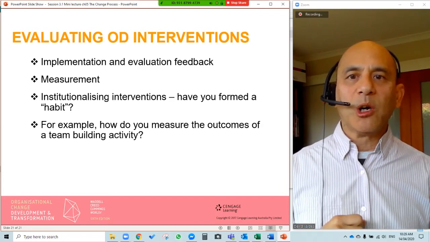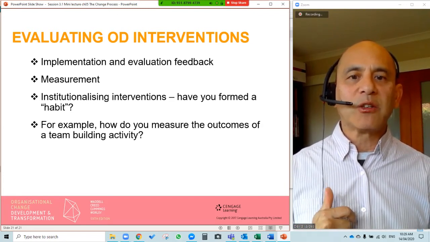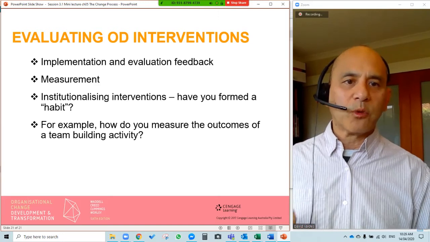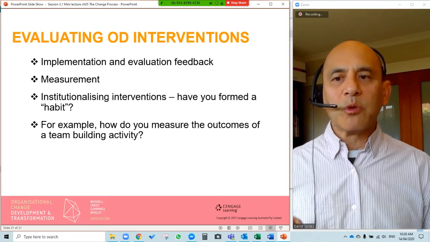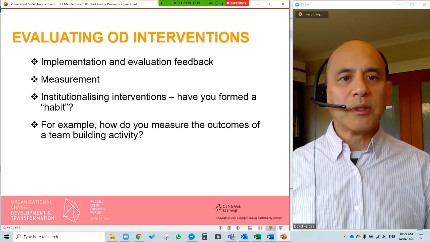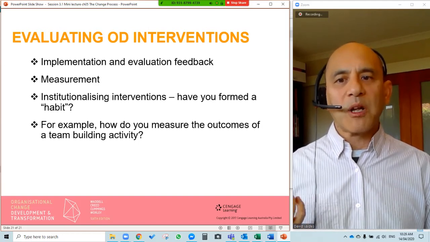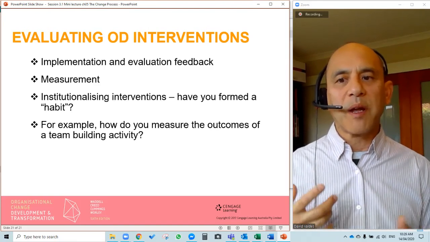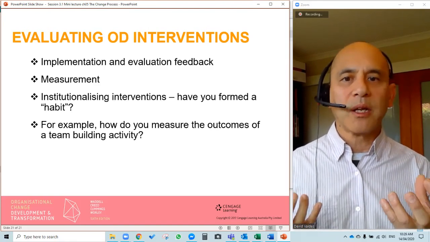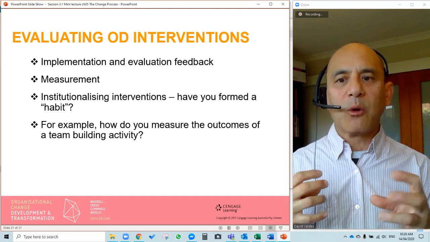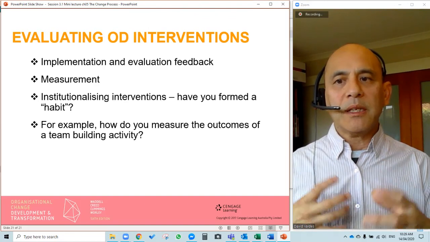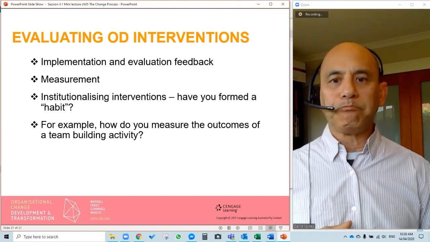An example of evaluating interventions is to measure the outcomes of a team building activity. If the expected outcome was to improve relationships and to improve team output, then you should be measuring how much output the team is actually coming out with. You can compare a before and after situation and figure out whether our team building activity has actually improved the output of the team.